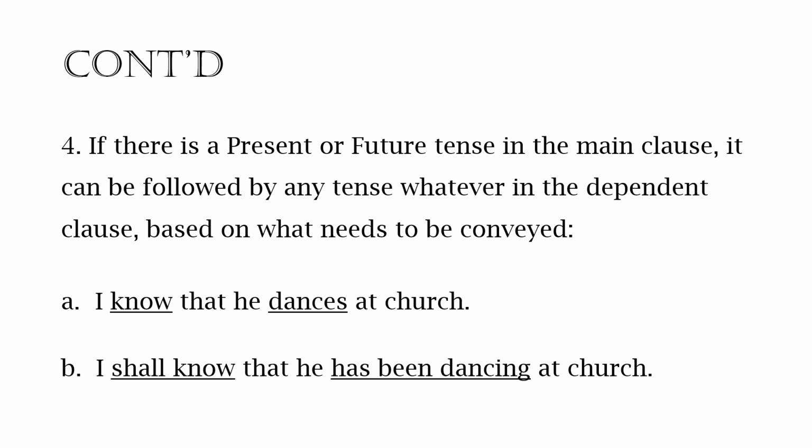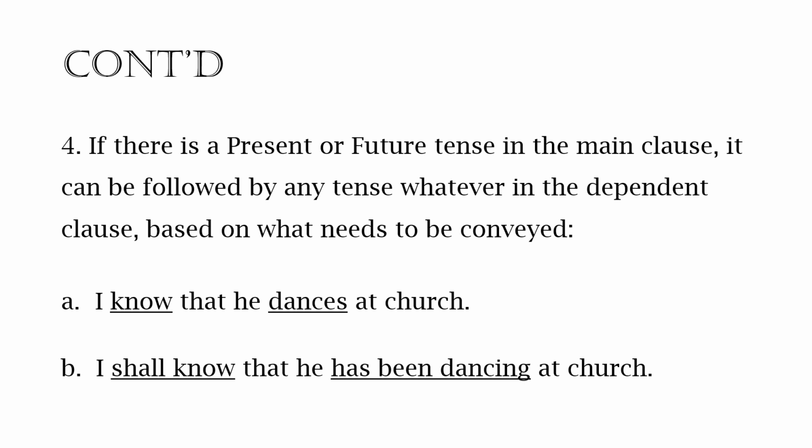So: I know that he dances at church. I know is the main clause. That he dances at church is the subordinate, or dependent, clause. If you look at the dependent clause, you see that dances is in the present tense, and the first one is also in the present tense. But when you consider B, I shall know that he has been dancing at church. I shall know is in the future aspect, shall and know, and then that he has been dancing at church is the subordinate part of the structure, presenting us with the present perfect continuous.